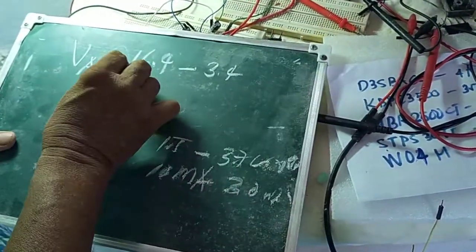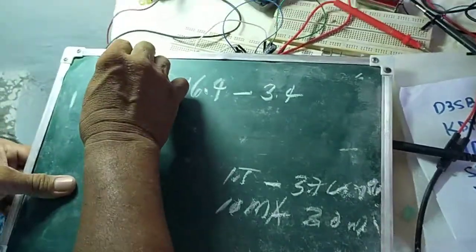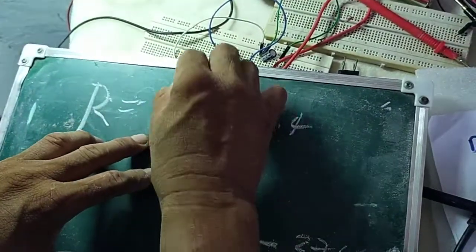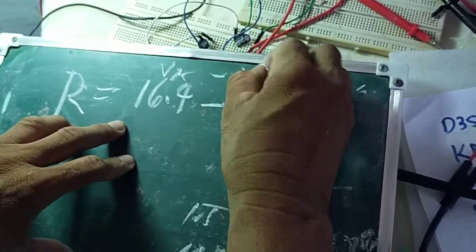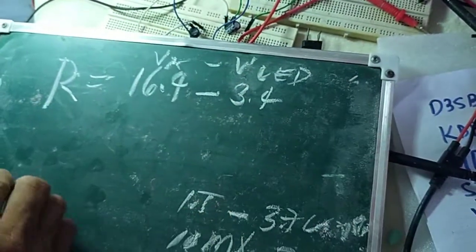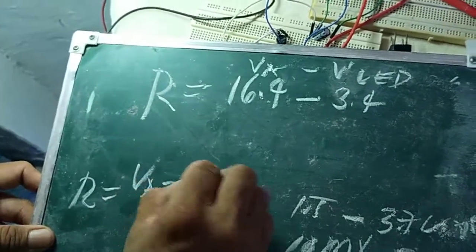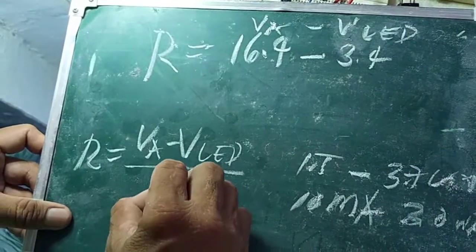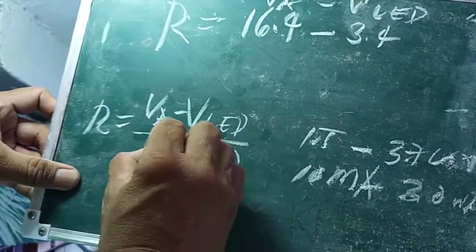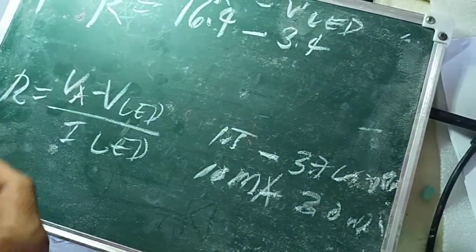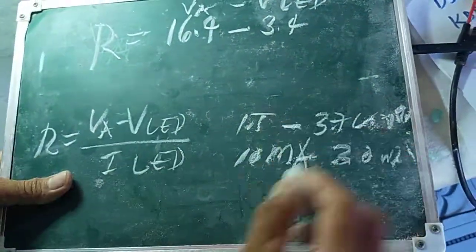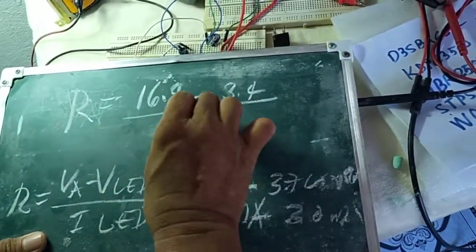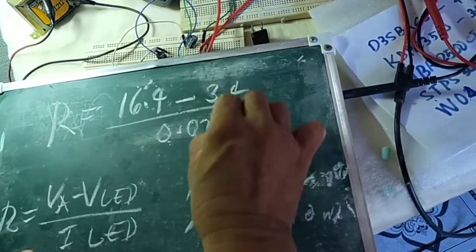So, how to get the resistance? The series resistance, or resistance of the resistor, is equal to the applied voltage minus the voltage of the LED, over the LED current. Applying Ohm's law, R equals V over I. So, we will use 10 milliamperes, which is equivalent to 0.02 ampere.